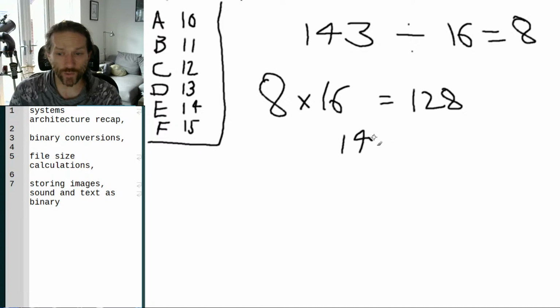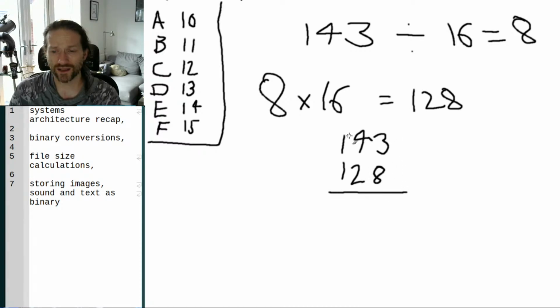And I hope at home you're sat there going, are you serious? Is this what we've actually got to do? Because I do have an easier way of working this out. But I've started now, so I've got to carry it on to the end. 13 minus 8 is 5. 3 minus 2 is 1. And 1 minus 1 is 0.